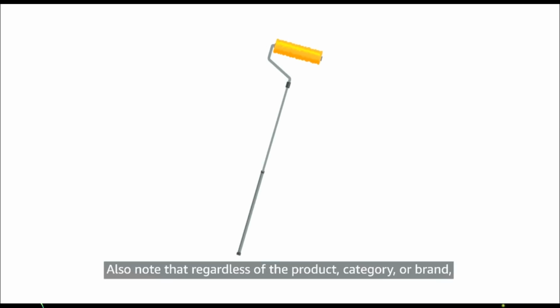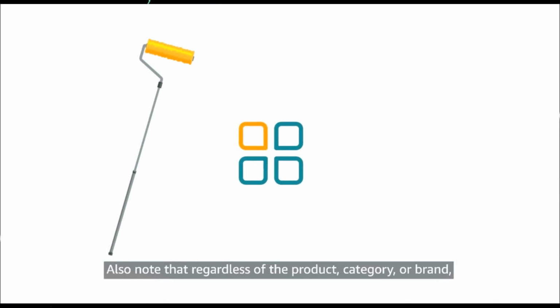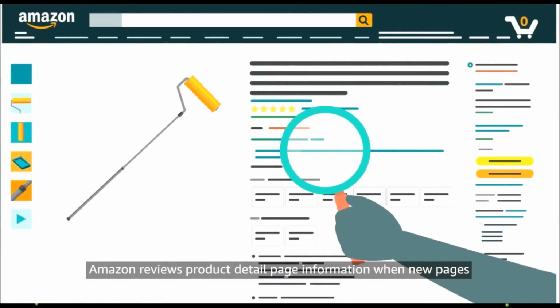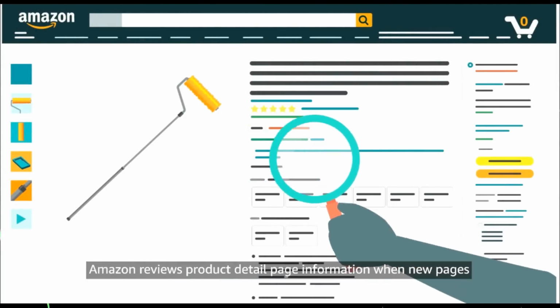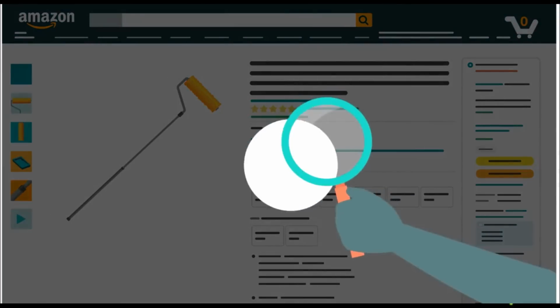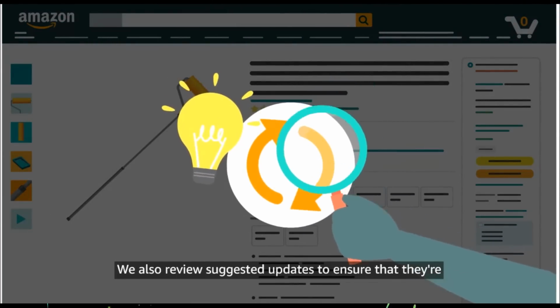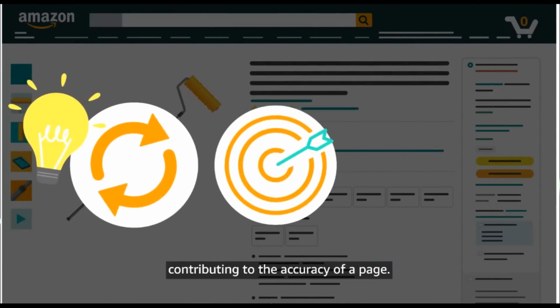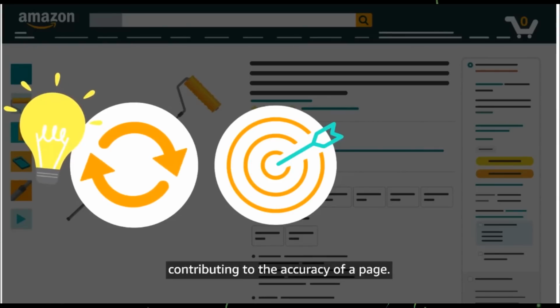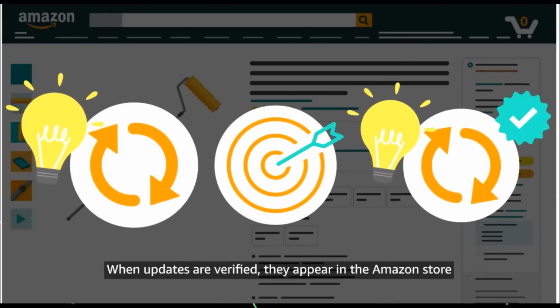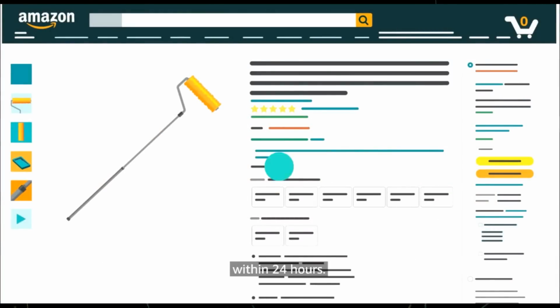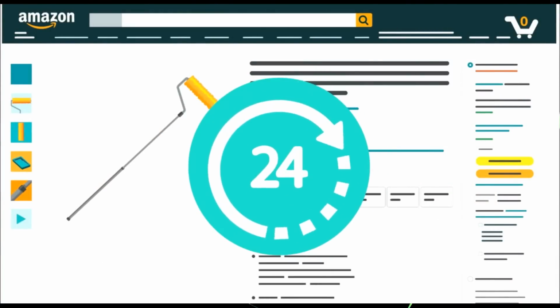Also note that regardless of the product, category, or brand, Amazon reviews product detail page information when new pages are requested. We also review suggested updates to ensure that they're contributing to the accuracy of a page. When updates are verified, they appear in the Amazon store within 24 hours.